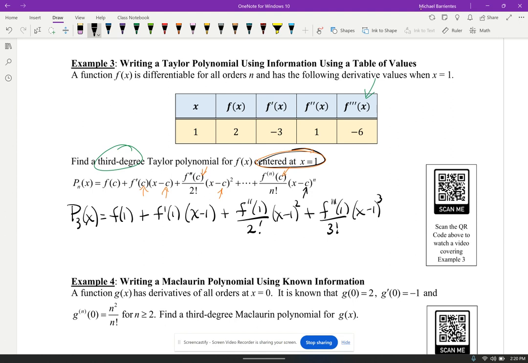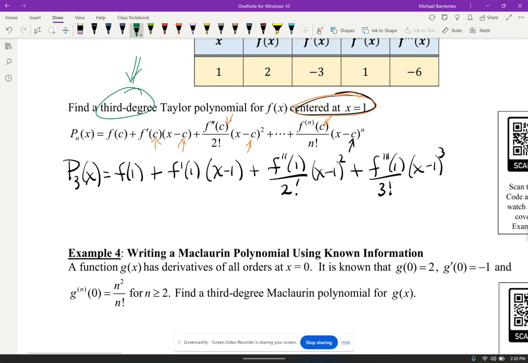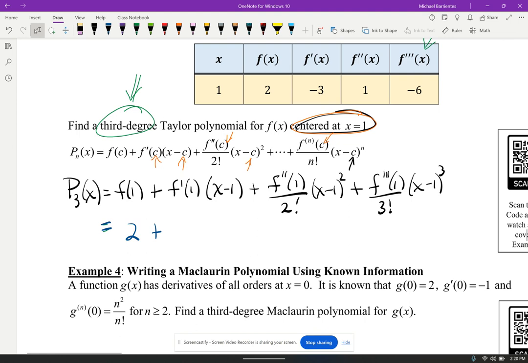Do not write anything else. We don't need to write the nth term. Since the problem specifically asks us to find a 3rd degree, I should not write anything more than this. No more terms. Can we evaluate? Oh, we can definitely evaluate because f of 1 is 2 plus f prime of 1 is negative 3 plus f double prime of 1, that's 1, plus f triple prime of 1 is negative 6.